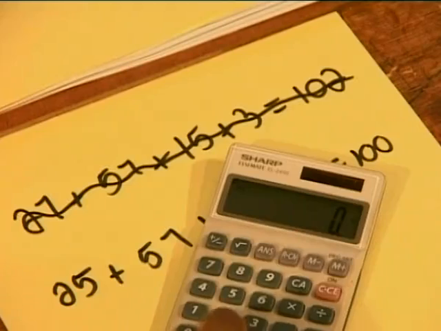Oh, here's where my mistake was. It's 25 walking, not 27. So let's do the calculation again. That's 25 plus 57 plus 15 plus 3. That's 100 people. Great. Well done.